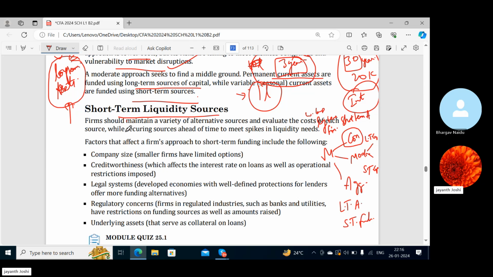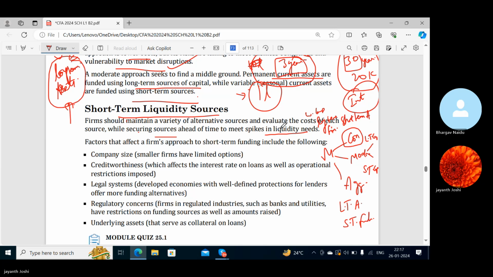Firms should maintain a variety of alternative sources and evaluate the cost of each source. That's what they're saying, while securing sources ahead of time to meet spikes in liquidity needs. See, every company should look for a variety of alternative sources, right? They should not stick to only one type of finance. It's not like, if I'm taking overdraft, I'm comfortable. I should be comparing different sources and seeing where I can get the least cost finance.